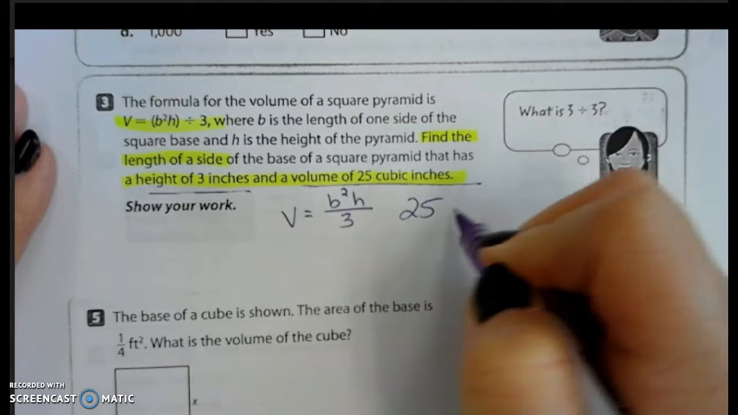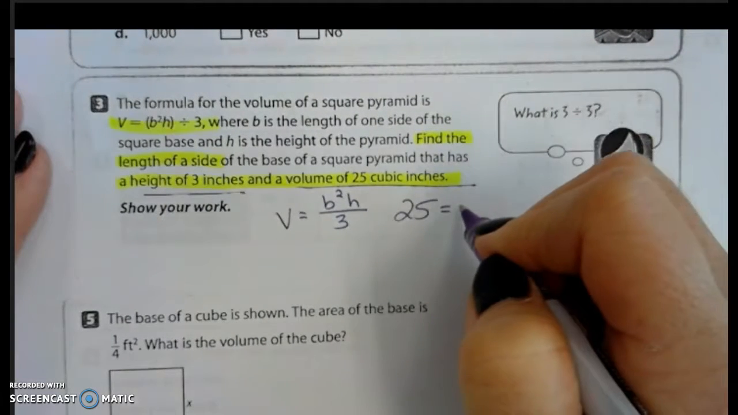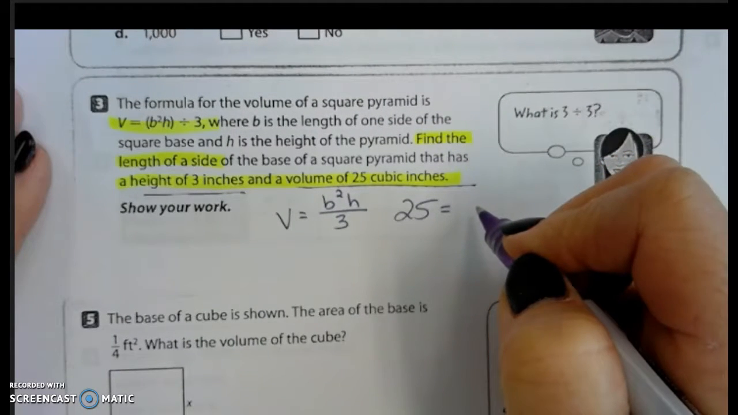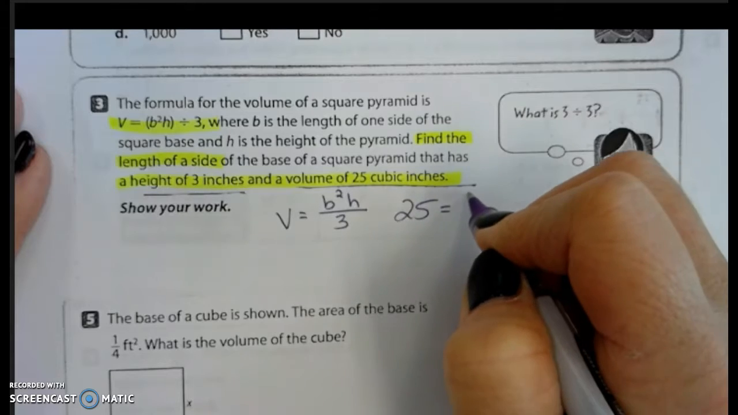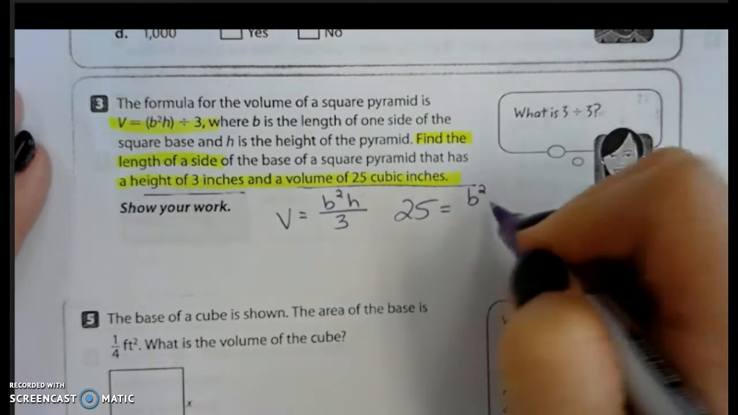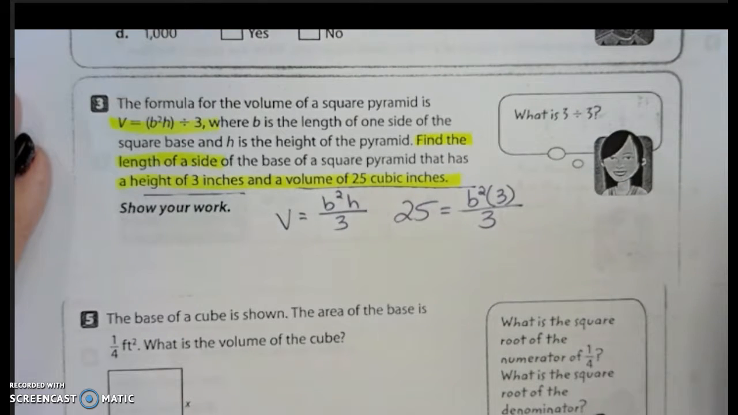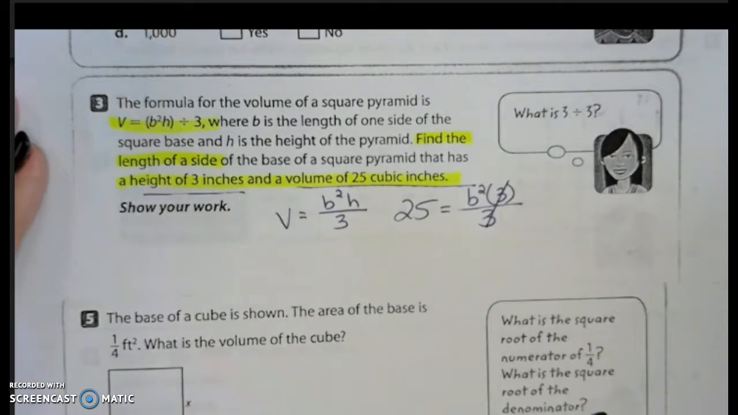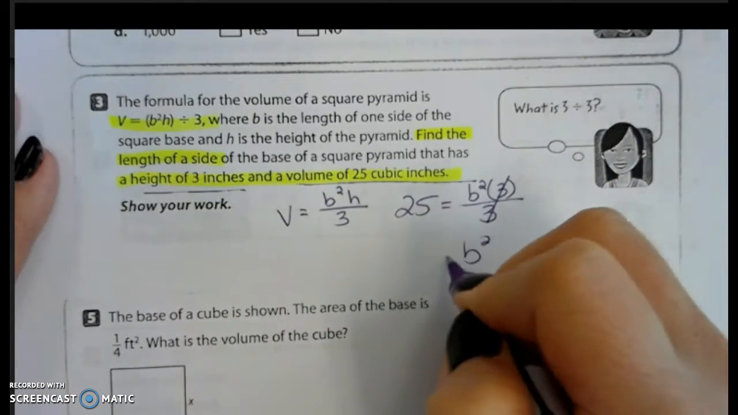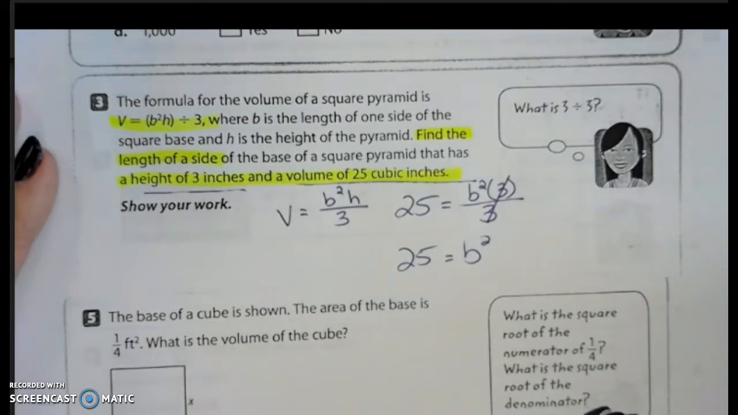So 25 replaces the V equals B squared, they did not tell us the base, times the height, which is 3, and then we divide by 3. When we divide 3 by 3, it's going to eliminate, leaving us with B squared equals 25.